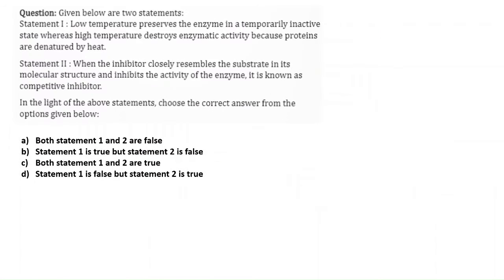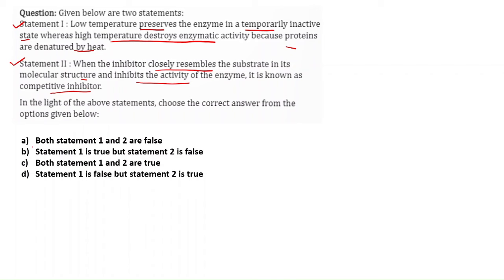Coming to the second question. This question also mentions two statements. Statement 1 mentions that low temperature preserves the enzyme in a temporarily inactive state, whereas high temperature destroys enzymatic activity because proteins are denatured by heat. Statement 2: when an inhibitor closely resembles the substrate in its molecular structure and inhibits the activity of the enzyme, it is known as a competitive inhibitor. Two statements on enzymes.